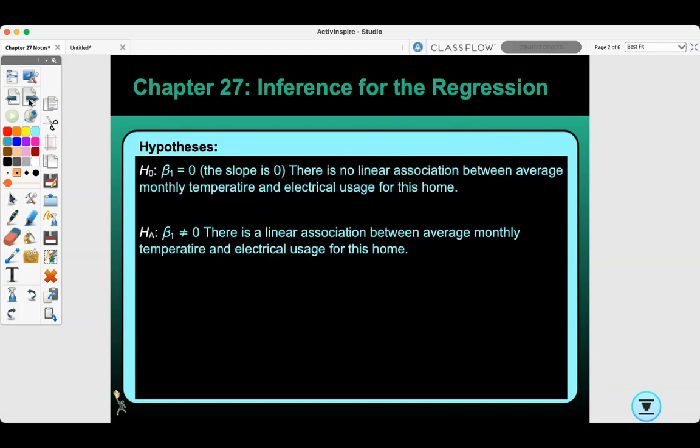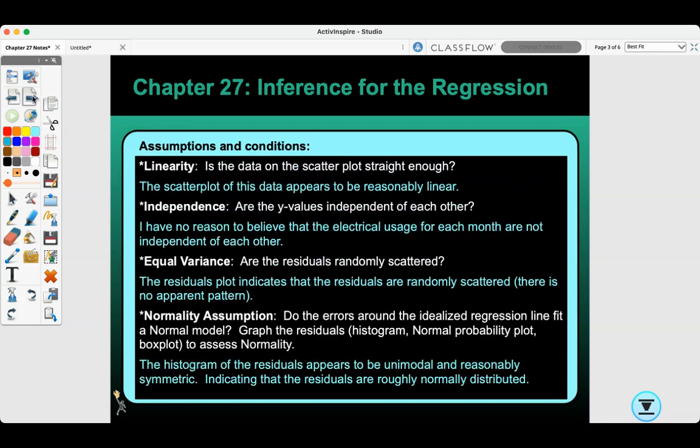So we're going to investigate the association between average temperature and electrical usage. So we need our hypotheses. And for this, we use beta. I know we've used mu, we've used p, but we're using beta here. So our null hypothesis is beta 1 equals 0. The slope is 0. There is no linear association between average monthly temperature and electrical usage for this home. Our alternative hypothesis, beta 1 doesn't equal 0. There is a linear association between average monthly temperature and electrical usage for this home.